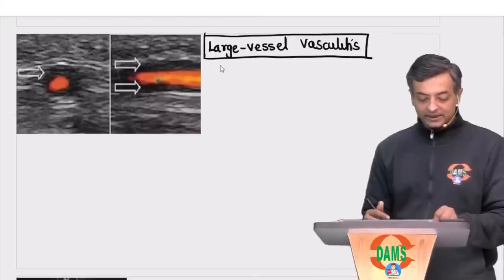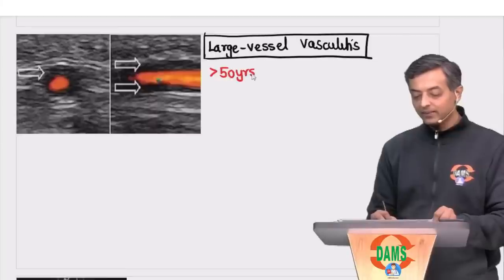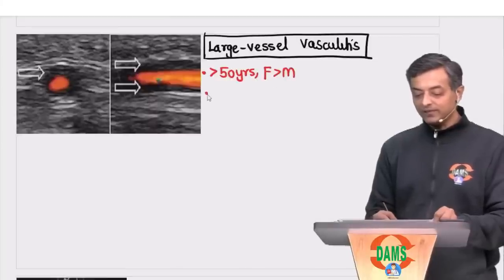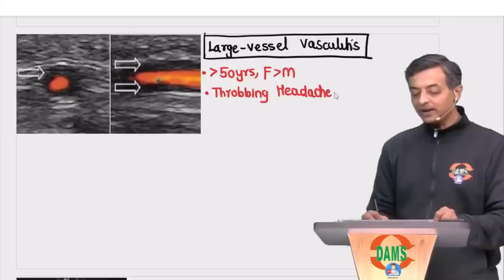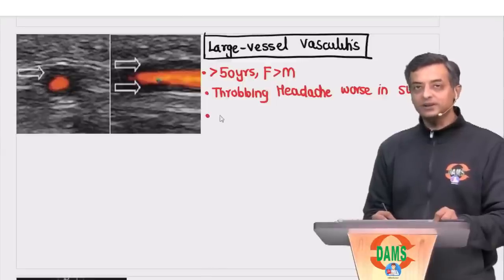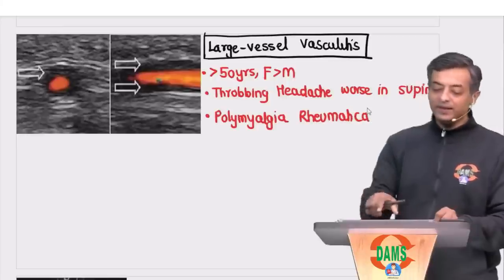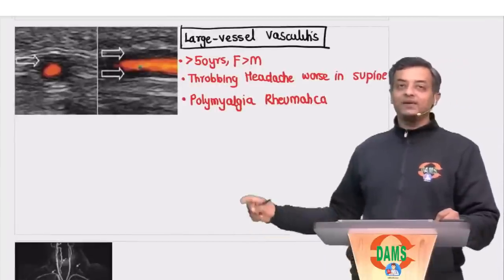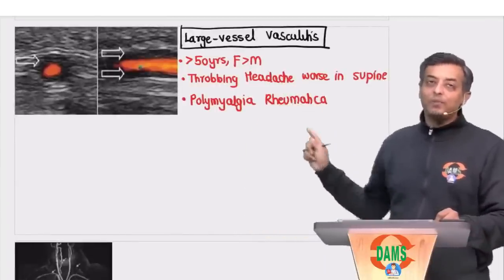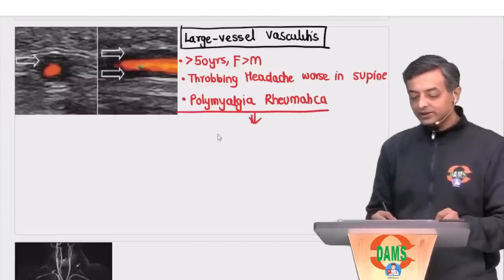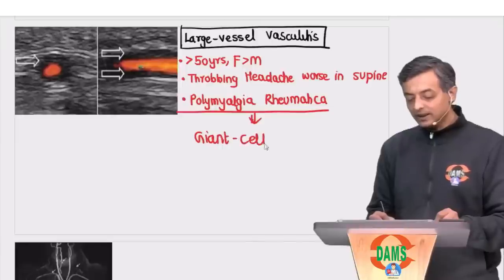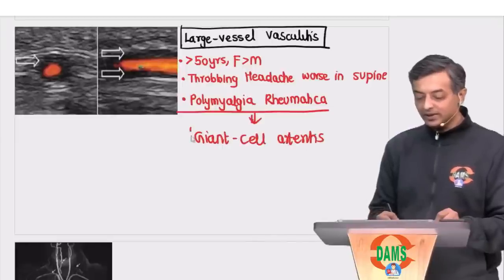When the patient is a postmenopausal female presenting with throbbing headache, which is worse in the supine position, with polymyalgia rheumatica, what do you think of? Three points I have given you: female gender, throbbing headache, polymyalgia rheumatica. The answer is giant cell arteritis.